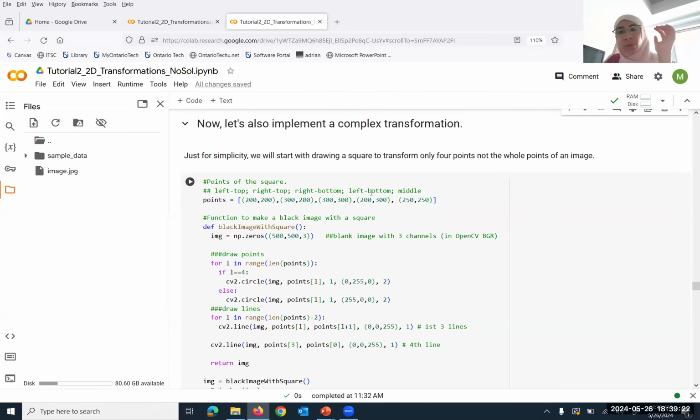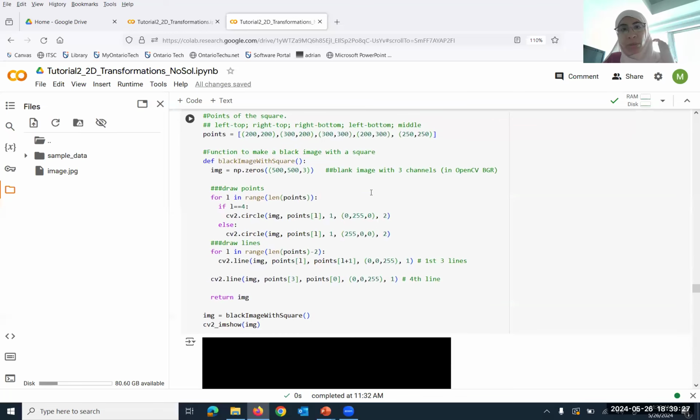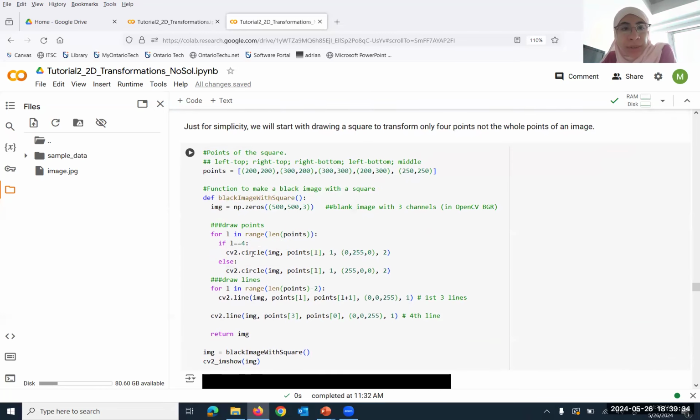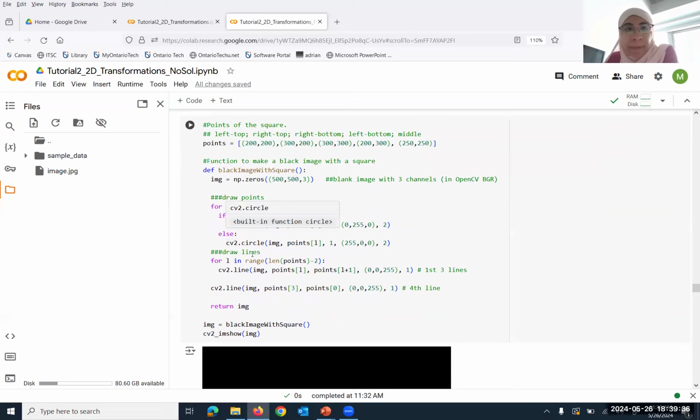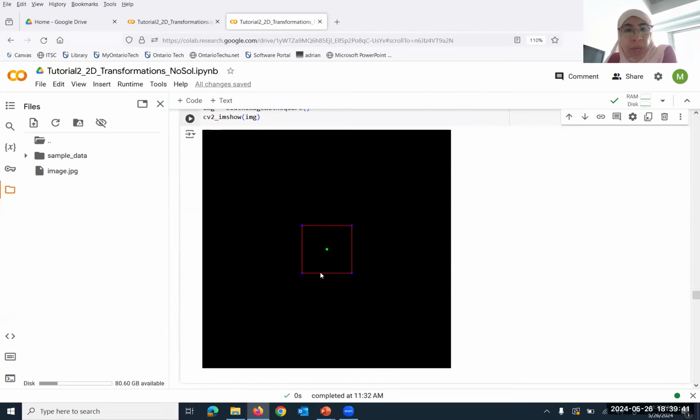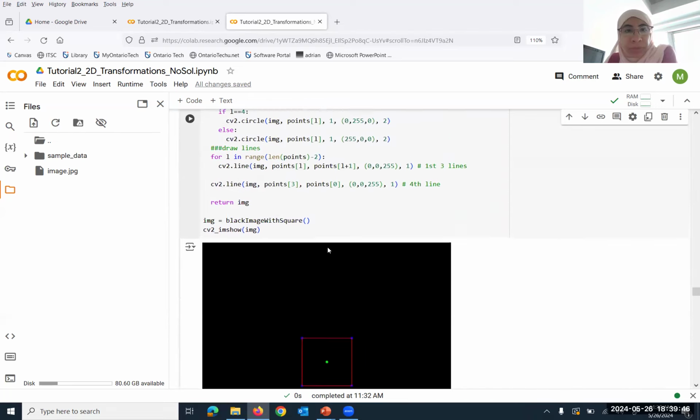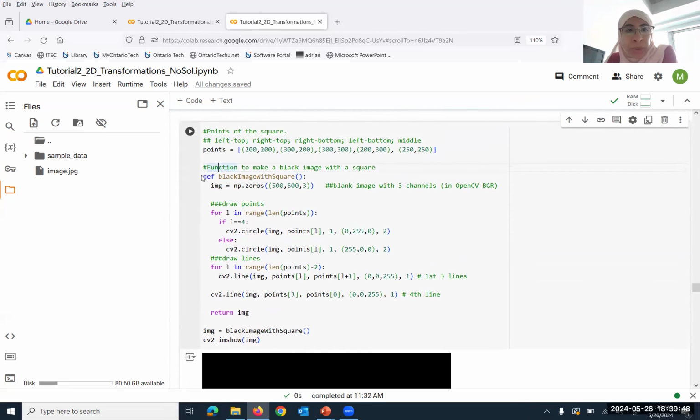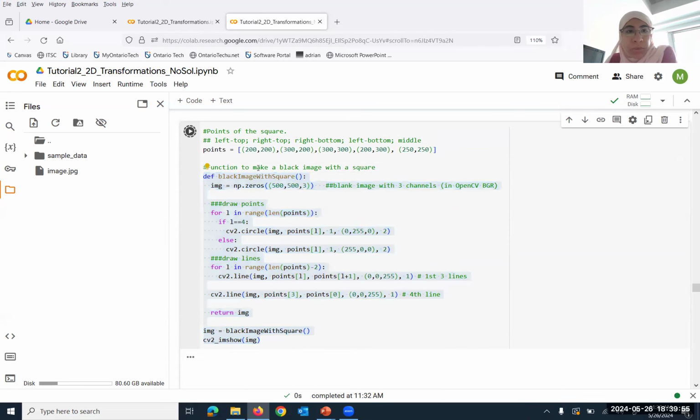Then here, this one I'll leave you about 10 minutes, and then we can discuss it together with the solution. This is an exercise that I want you to try. We have a black image that has this rectangle here and this center. This black image with a square, this function already draws the points and the lines, the rectangle, so this is already ready for you.